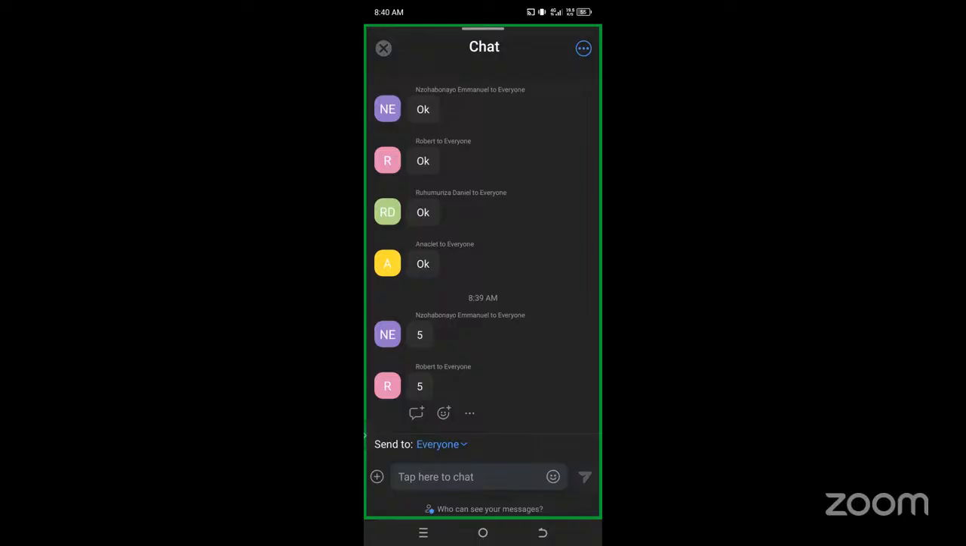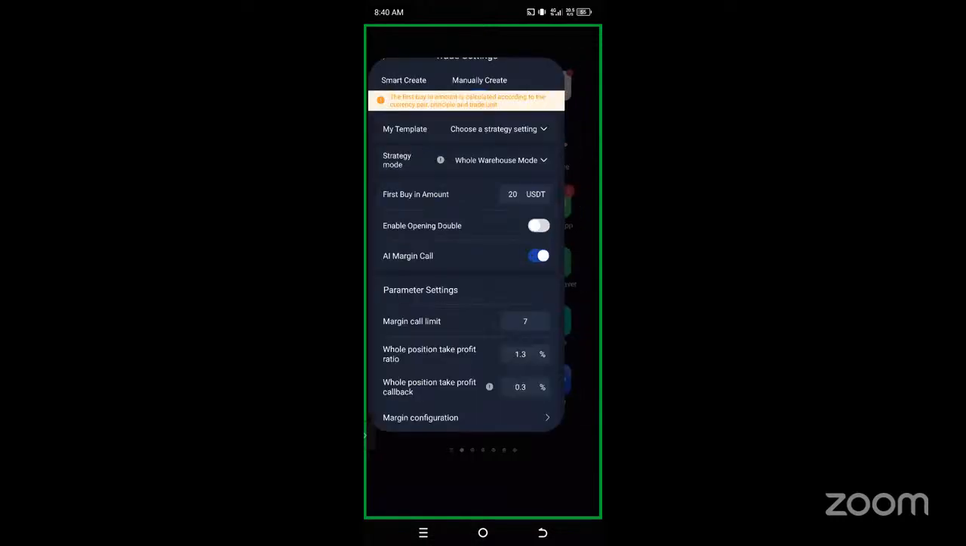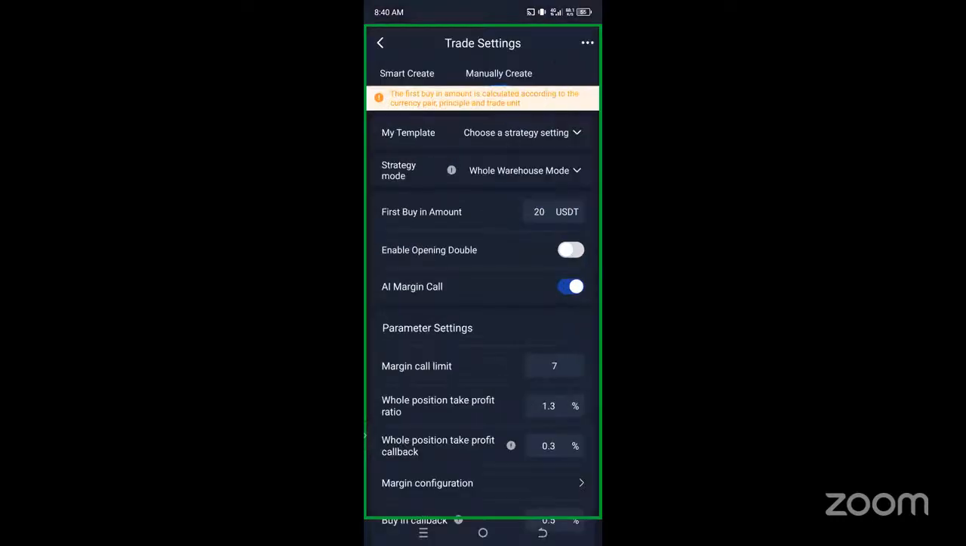This is how we educate our community in RoyalQ. So now, let's go on. I have seen students have understood. Let's go on, starting with first buying amount. And remember, we are, of course, talking about manually create, how you set your trades.